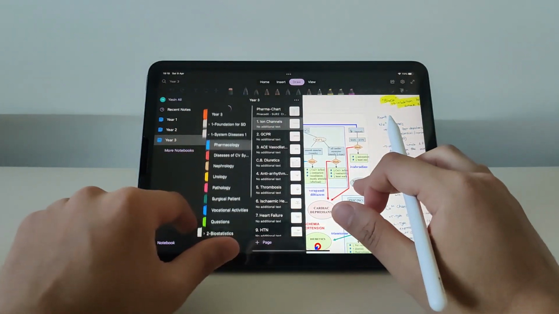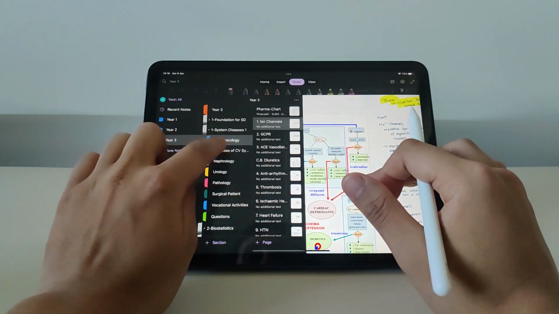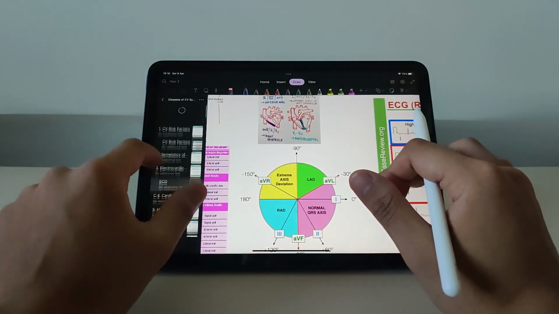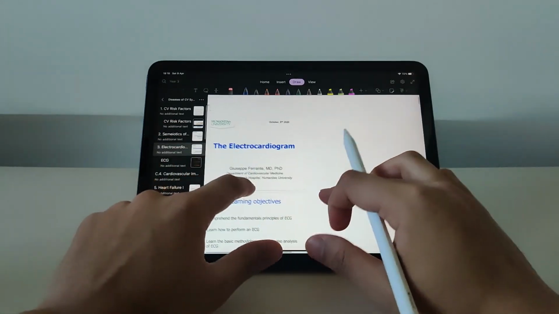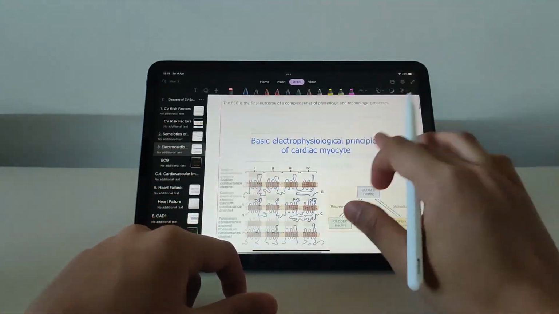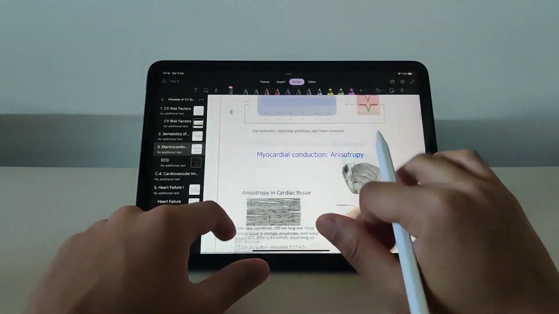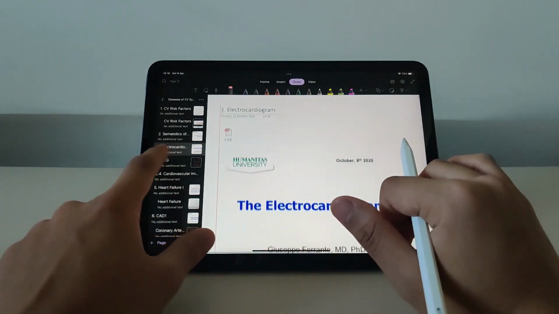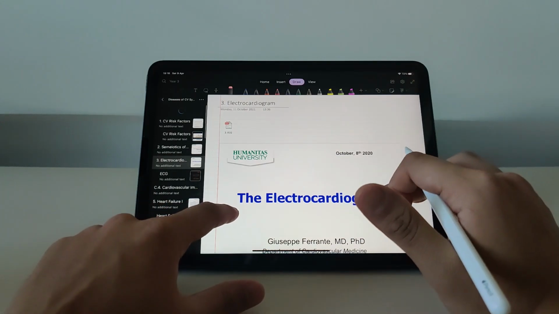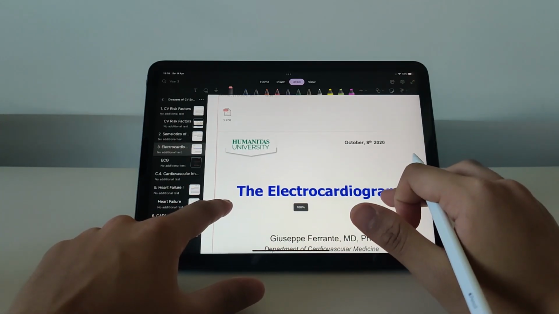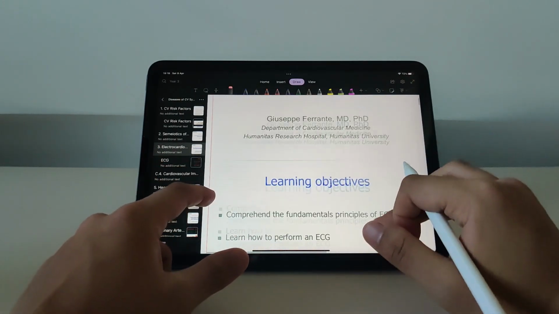If we carry on, for example, if I go into diseases of the cardiovascular system, as you can see, ECG here. So we had a lecture on ECG. Another thing I do after lectures is look at what I understood from the lecture, or what I should know from the lecture.